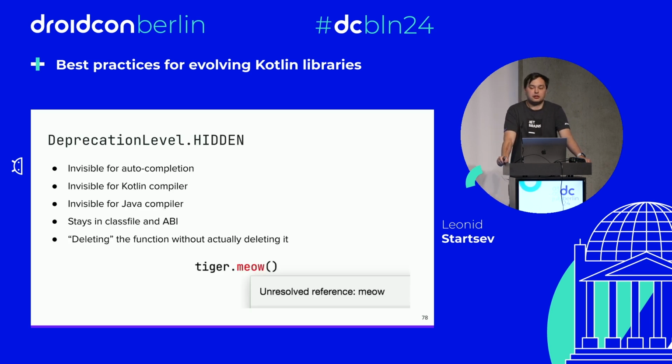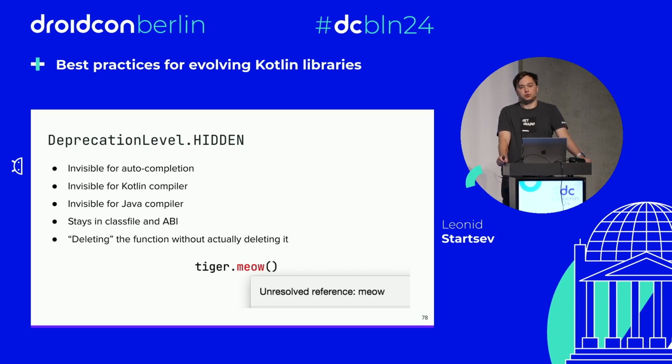But we also have a third deprecation level called deprecation level hidden. What it does is make the method invisible for auto-completion, invisible for both Kotlin and Java compilers, but this method is not deleted from anywhere. It's still in the class file and in your API. And by assigning this deprecation level, you can actually delete the function without deleting it.